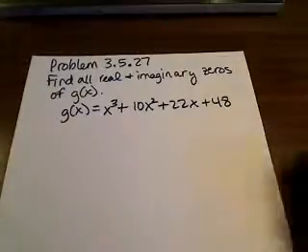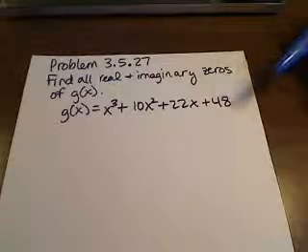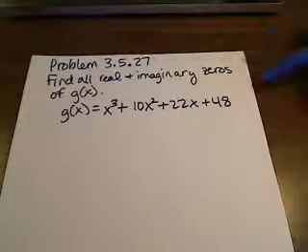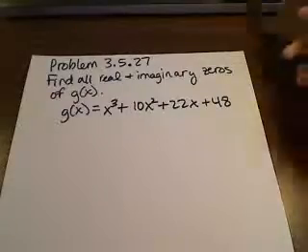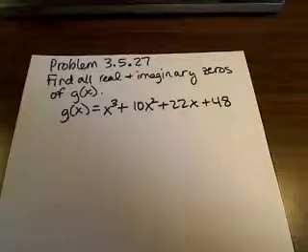Okay, so this is a question asked on email. This is problem 3.5.27, and they ask us to find all real and imaginary zeros of g of x. And they give us x cubed plus 10x squared plus 22x plus 48.